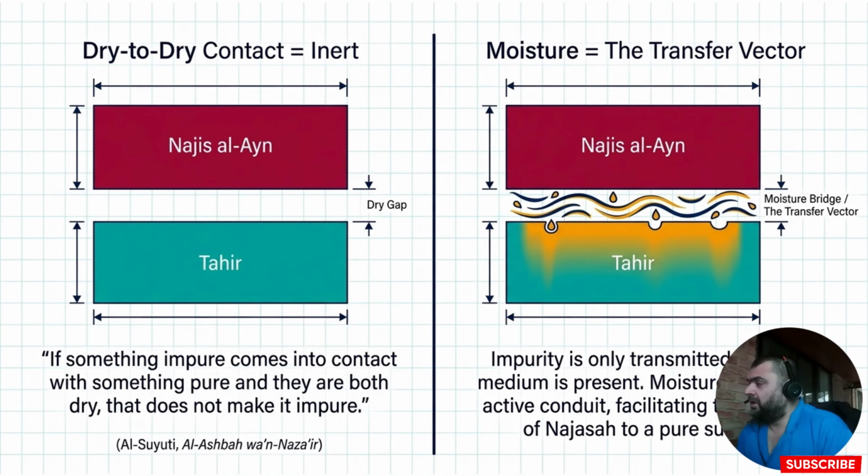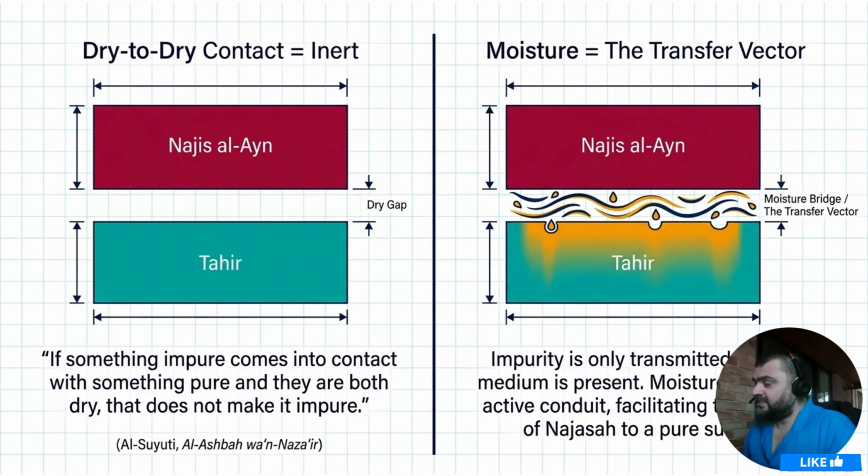If it's dry, don't worry. And if you see the najasa visibly and it comes in contact with a tahir substance while one of them is wet, then the najasa would transfer and you would need to see the signs of najasa and then it's considered as transferred. Same is the case with this one.